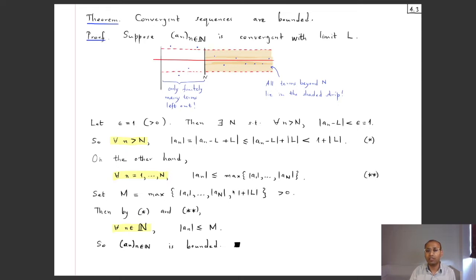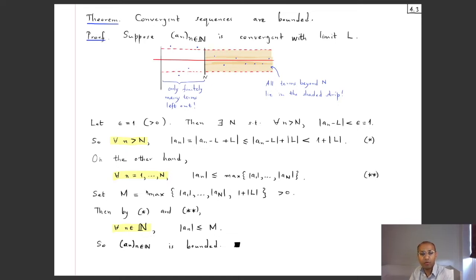Now 1 plus mod L is certainly positive, right? Because mod L is non-negative, and so the maximum of these will of course be bigger than 1 plus mod L, which is positive, and so this is certainly bigger than 0. And the mod of each of these is of course less than M, and also 1 plus mod L is also less than M. So now we have got what we wanted, because by these two things we have that for every index little n, mod of An is less than or equal to M.